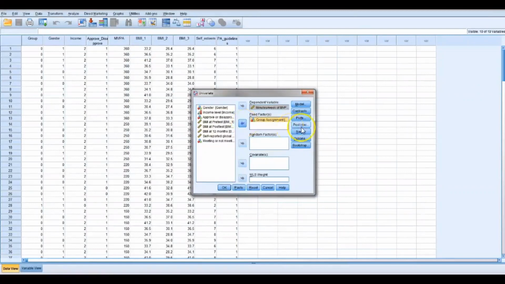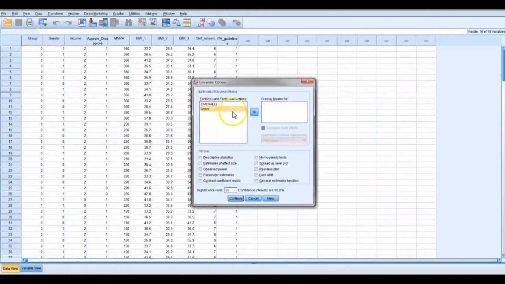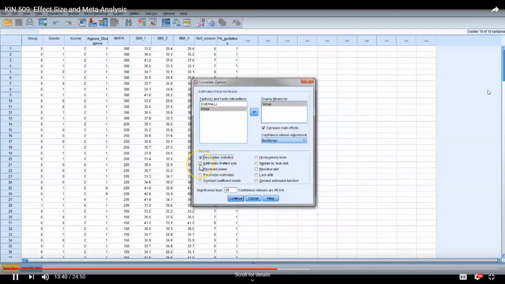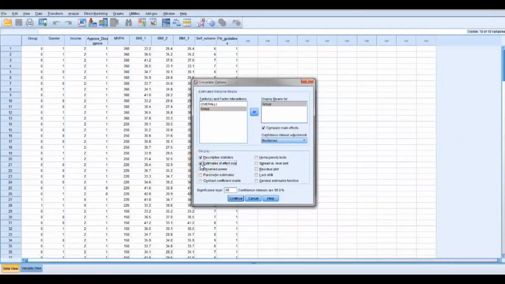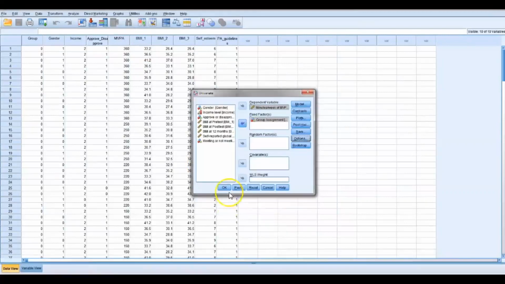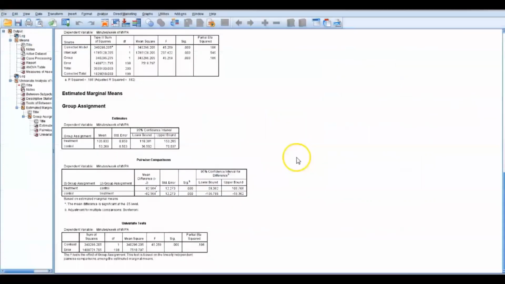And then basically the only thing I need to do is go down here to Options. We can get our main effects and all this stuff, just because that's what we're used to doing. But what I really want to make sure I do is click the estimates of effect size box, hit continue, say OK, and then here we go.